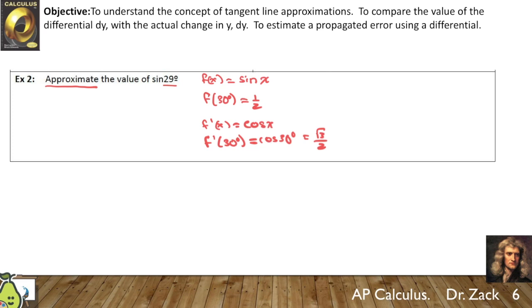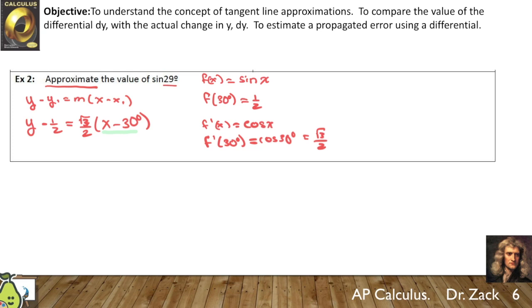So now you have your point and you have your slope. You're ready to write your equation. y minus y1 is equal to m times x minus x1. We get y minus our y value, 1/2, equals the slope, which is the derivative at 30 degrees. So that's √3/2 times x minus 30 degrees. All right, so what you should notice is this little piece here says x minus 30 degrees.